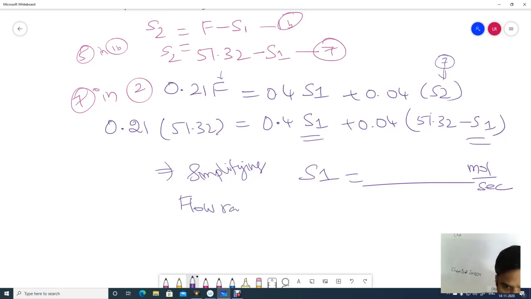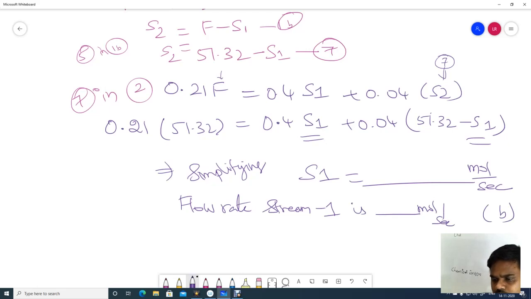Flow rate of stream 1 is this much moles per second. So that is the answer for part B. We have to find the answer for part A also.